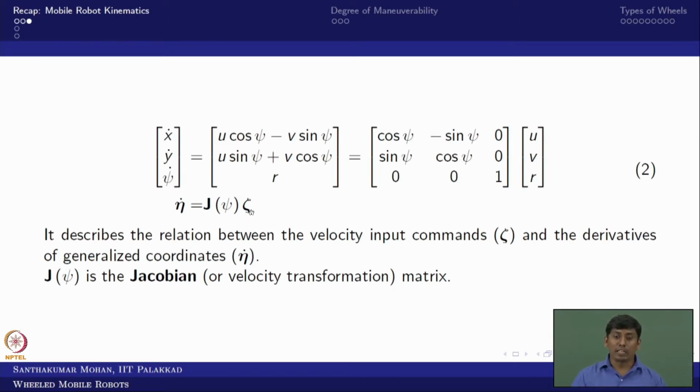Here zeta is a vector which we call the velocity input command, the vector of u, v, r, and eta is the vector of x, y, and psi. So eta dot is nothing but x dot, y dot, and psi dot, which we call the vector of derivatives of the generalized coordinates. This relationship is mapped with a velocity transformation matrix we call the Jacobian. Some people call it the kinematic transformation matrix, but here it is a velocity transformation, which we generally call the Jacobian.